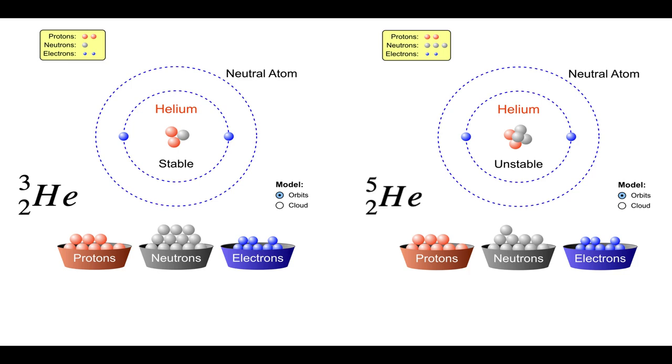These screenshots from the simulation show 2 different isotopes of helium. Isotopes contain the same number of protons, but different numbers of neutrons. Notice that one of these is stable and one is unstable. Unstable atoms can break apart into smaller atoms, which is the concept behind nuclear fission.